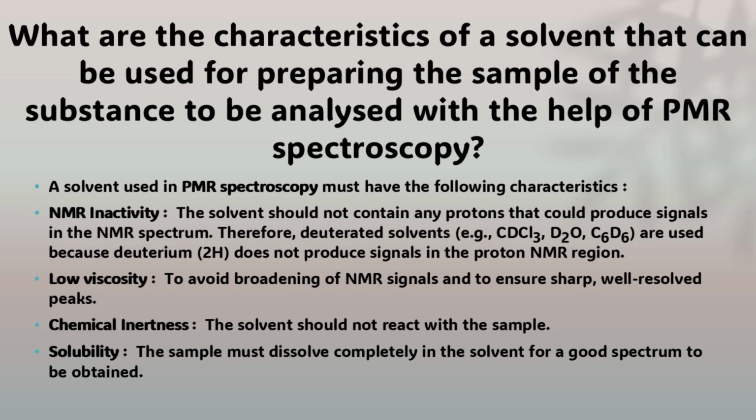Therefore, deuterated solvents, for example CDCl3, D2O, C6D6 and similar other solvents, are used because deuterium, 2H, does not produce signals in the proton NMR region. Low viscosity, to avoid broadening of NMR signals and to ensure sharp, well-resolved peaks. Chemical inertness, the solvent should not react with the sample. Solubility, the sample must dissolve completely in the solvent for a good spectrum to be obtained.